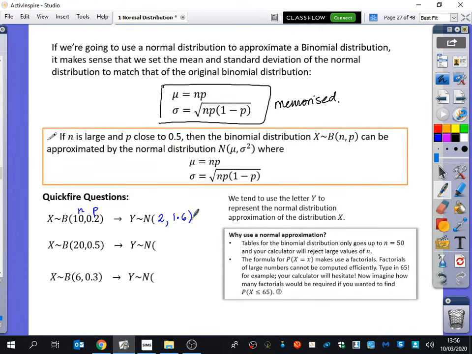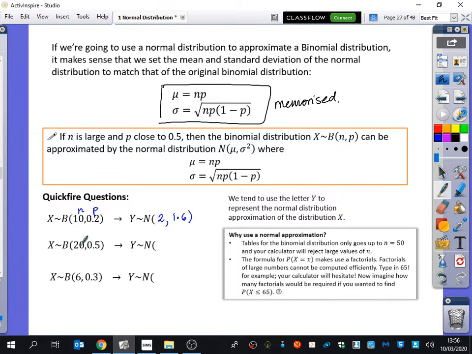Do you not need to square it? When you put it in your calculator, you square root it. But if you remind yourself about how you write a normal distribution, you always write the variance there. But your calculator, you always put in the sigma, which is the square root of that. So you've got 2 and 1.6. So I found that really quick by multiplying them. And then for the next part, multiplying it by the remaining part of the probability.